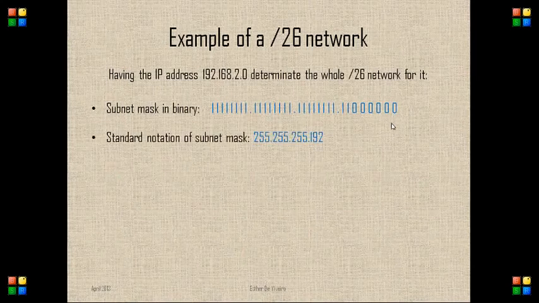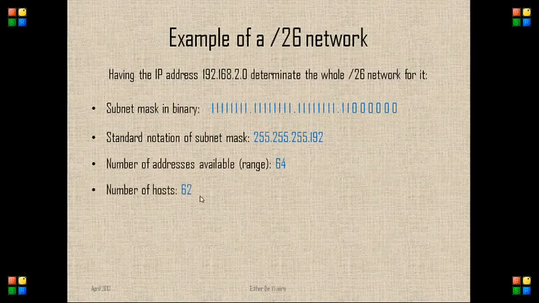Then we have the standard notation for the subnet mask. That's going to be 255.255.255.192. Then you calculate the range, 64. The number of hosts is going to be 62, and the number of subnets is going to be 4. If you have any questions on how to make these calculations, you can check the PDF file of this presentation and check our first video, where we explain everything step by step.